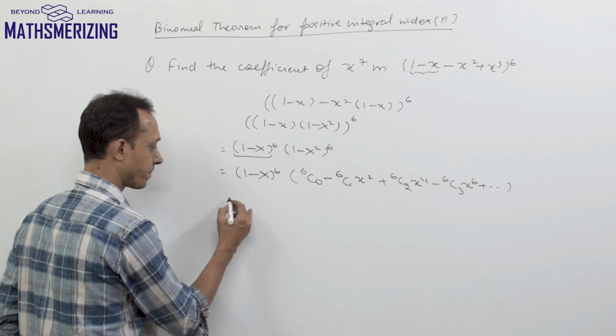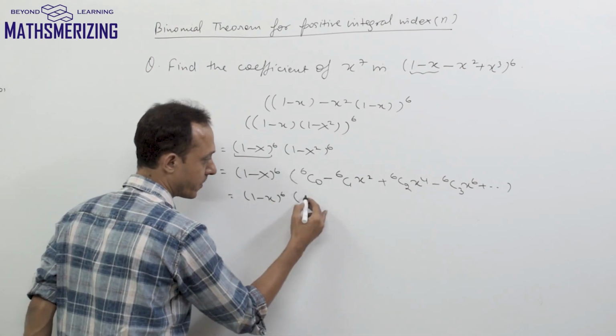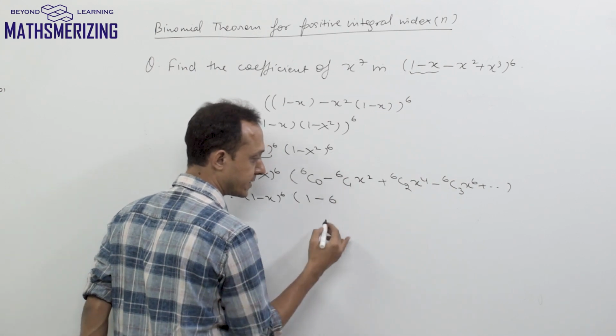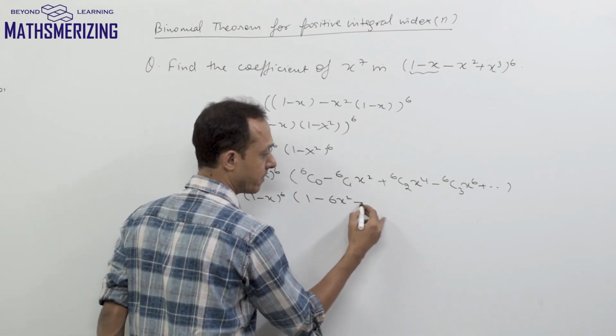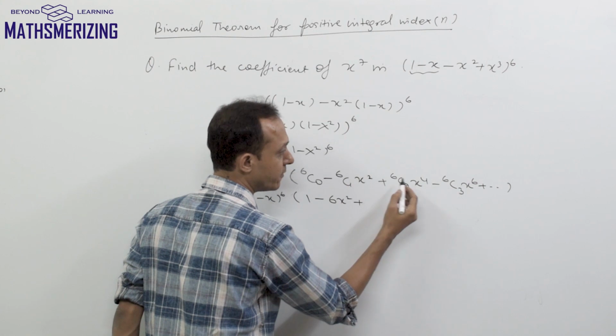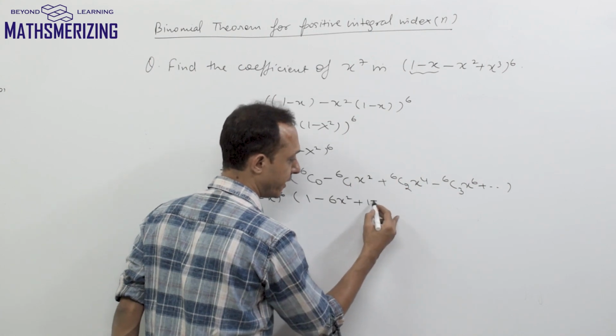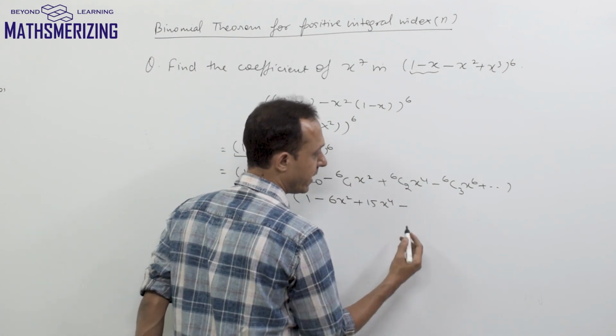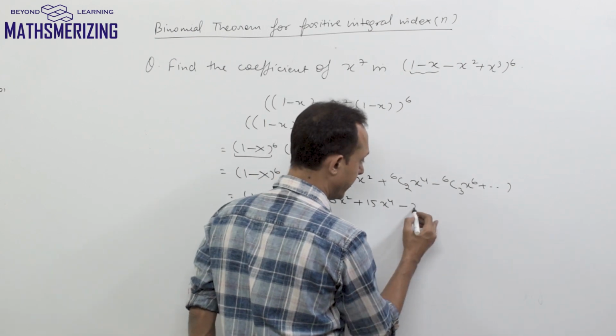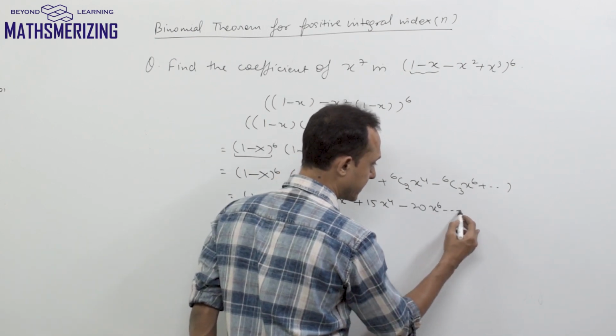So I'll write 1 minus x to the power 6. Now this is 1. Now 6c1 is 6, so it will be 6x square. Now 6c2, 6 into 5 by 2, so it will be 15, 15x to the power 4. And 6c3 will be 20 into x to the power 6.